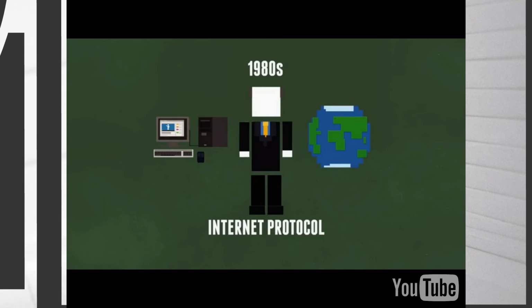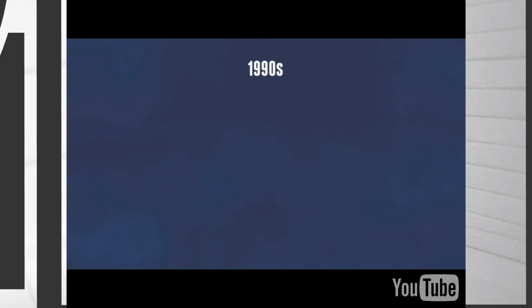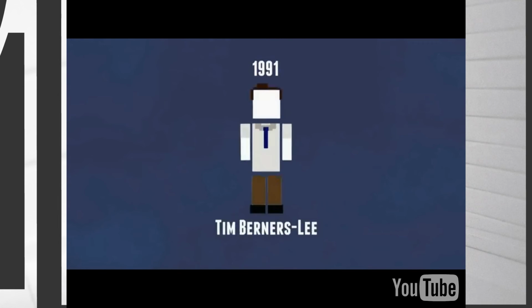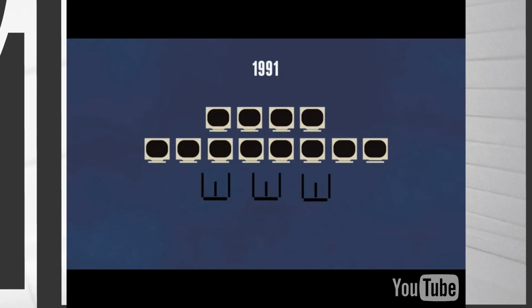In the 80s, scientists used Cerf's protocol to send data back and forth, but the 90s is where it really all began. In 1991, a computer programmer named Tim Berners-Lee invented the World Wide Web. This wasn't just a data sharing space for scientists anymore. This was an entire network of information that was accessible to anyone with an internet connection.